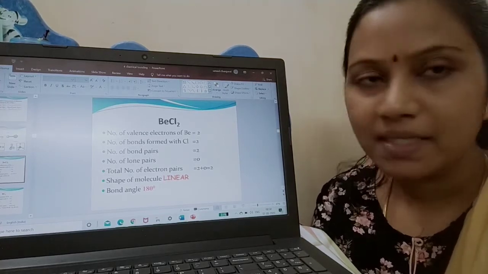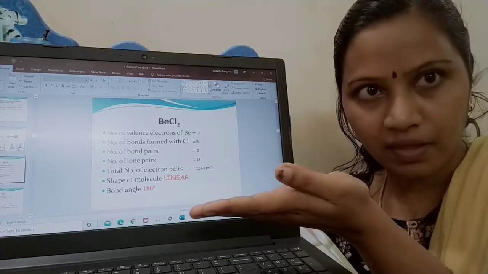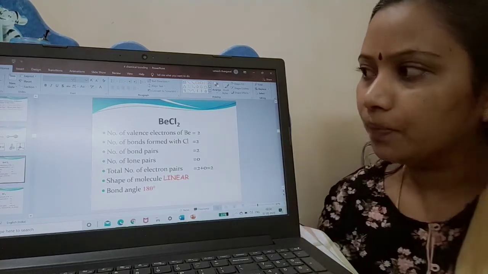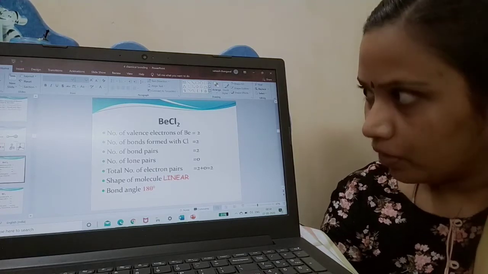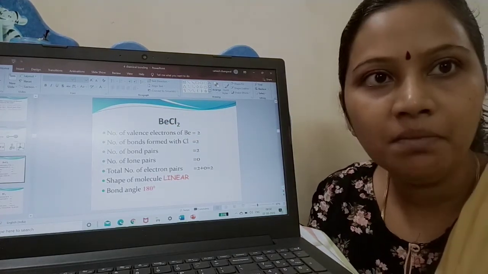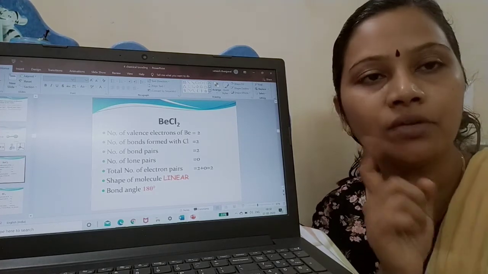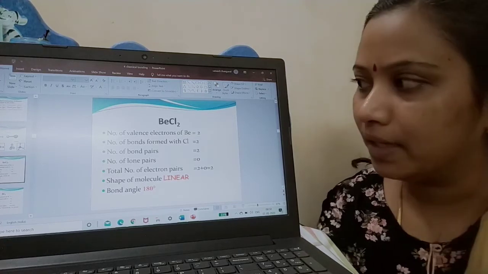Now how to represent the structures? Okay, these are 3 examples for the 3 different geometries which we have seen before. First one is beryllium chloride. How many valence electrons are present in Be? There are 2 valence electrons in the outermost shell. How many electrons are present in beryllium? It is 2. Okay, written.